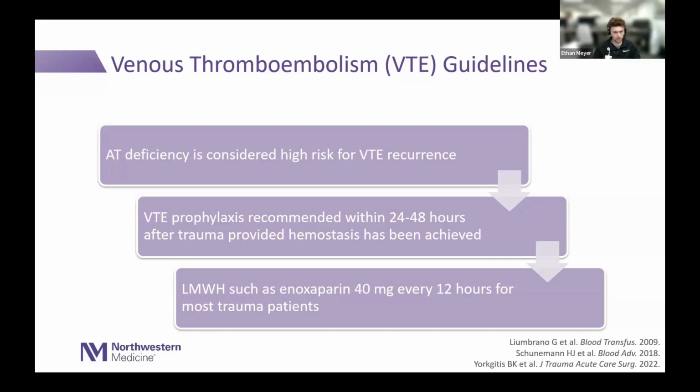And the primary recommendation would be for low molecular weight heparin, such as enoxaparin, with a dose of 40 milligrams every 12 hours for most trauma patients. Some patients that you might consider an alternative agent or different dosing would be patients who are greater than 65 years of age, patients who are less than 50 kilograms, or who have a creatinine clearance less than 60. You may change your dose or change your agent in those patients.